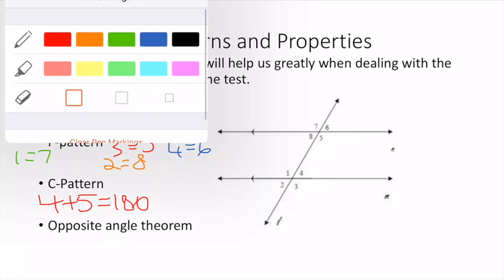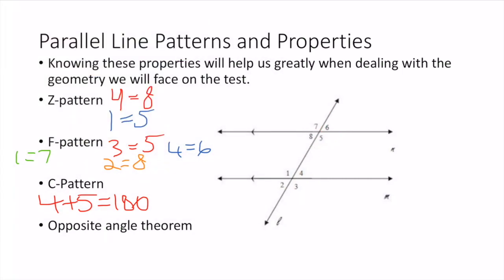Okay, and the last one we want to be familiar with is the opposite angle theorem, which just means the angles across from each other. So angle 5 equals angle 7. Angle 2 equals angle 4. Obviously 6 and 8 would be the same, 1 and 3 would be the same. So pretty simple, but they will help us out when we have a more complex problem.